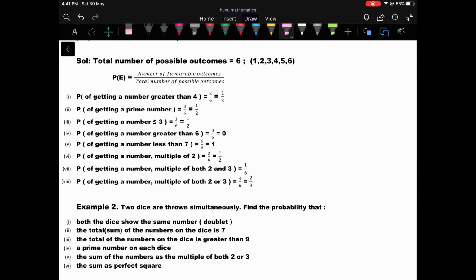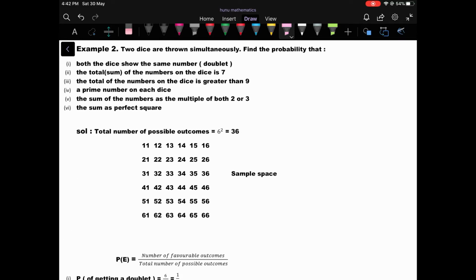Next, probability of getting a number which is a multiple of 2 or 3. Let's check the multiples of 2 or 3 from the sample space. The multiples of 2 are 2, 4, 6, and that of 3 are 3 and 6. So here altogether we have 4 such numbers. Thereby the probability is 4 by 6, which equals 2 by 3. Example 2. 2 dice are simultaneously thrown. That is, 2 dice are rolled once.